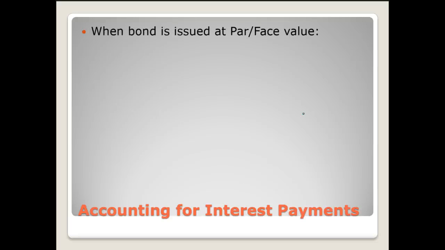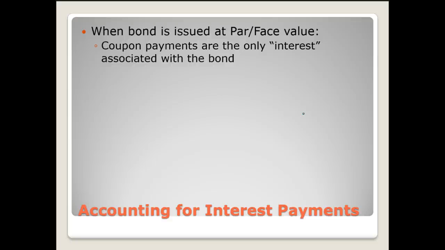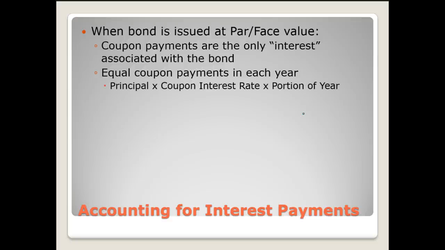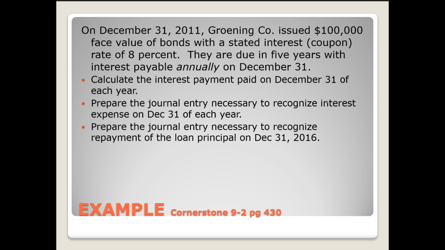Now, how do we account for interest payments? Well, let's start with the easiest situation, and that's when bonds are issued at par value or at their face value. The coupon payments are the only interest associated with the bond. They will be equal payments every year. So the formula for figuring out coupon payments would be the principal amount times the coupon interest rate times the portion of the year for each interest payment. And that's often once every 6 months, so that portion of the year will be 6 divided by 12.